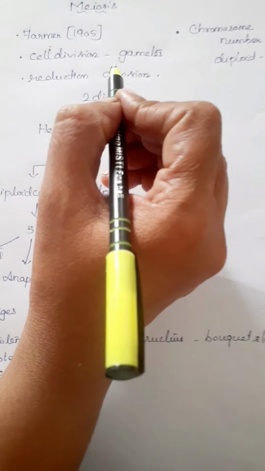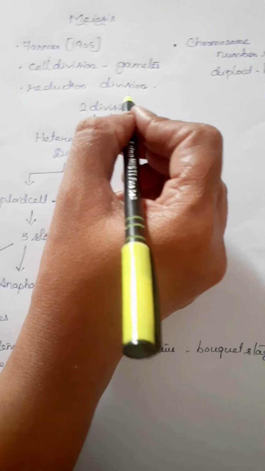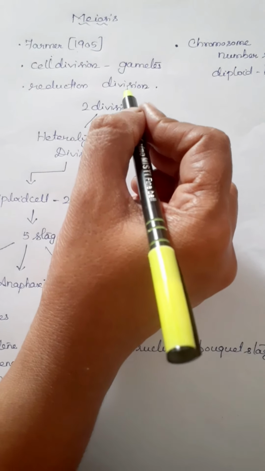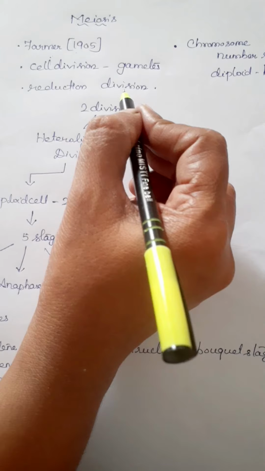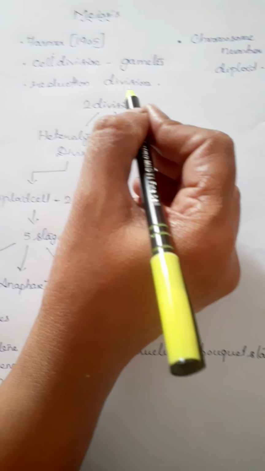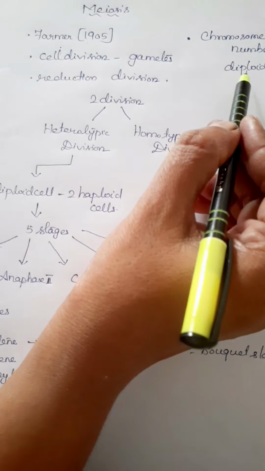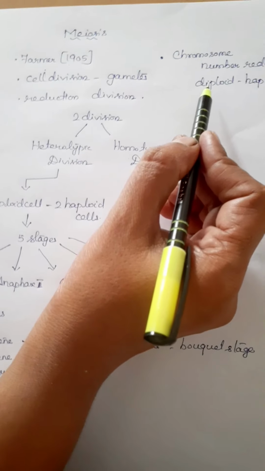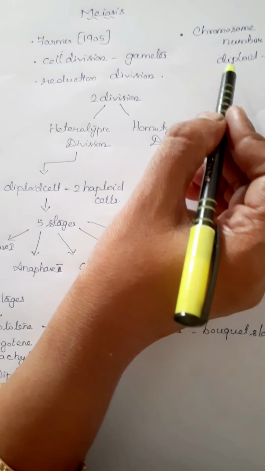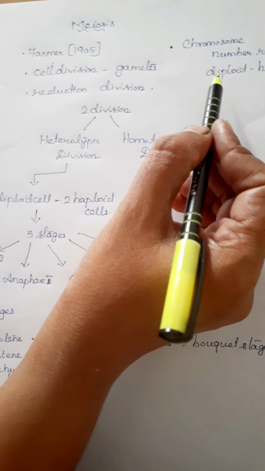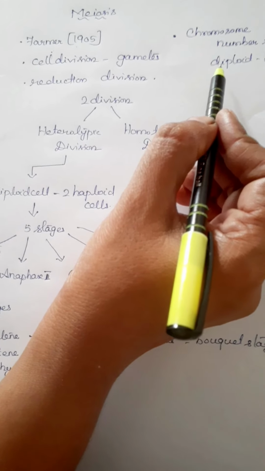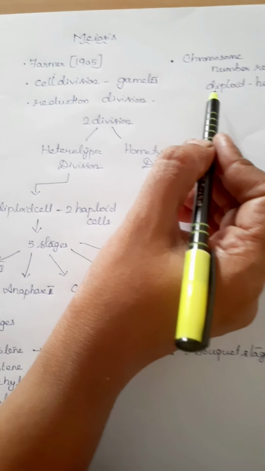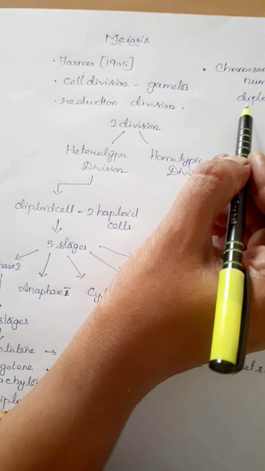Then, it is called the reduction division. Why is it called the reduction division? Because the chromosome number is reduced. Meiosis reduces the chromosome number to half from diploid. Here the parent cell has two sets of chromosomes. After meiosis it converts to a single set of chromosomes. So meiosis is called the reduction division.